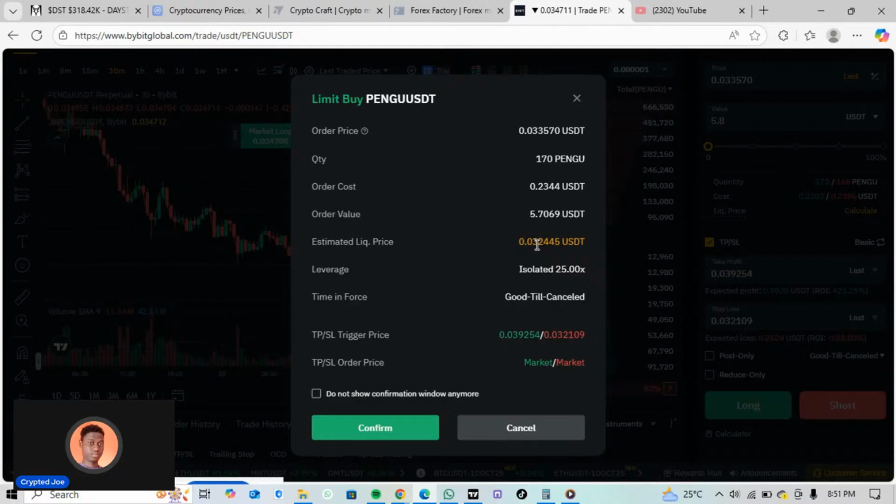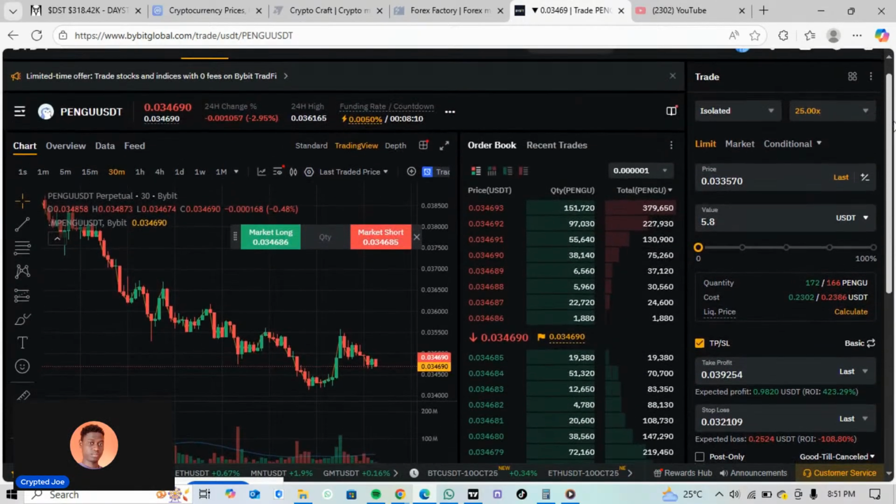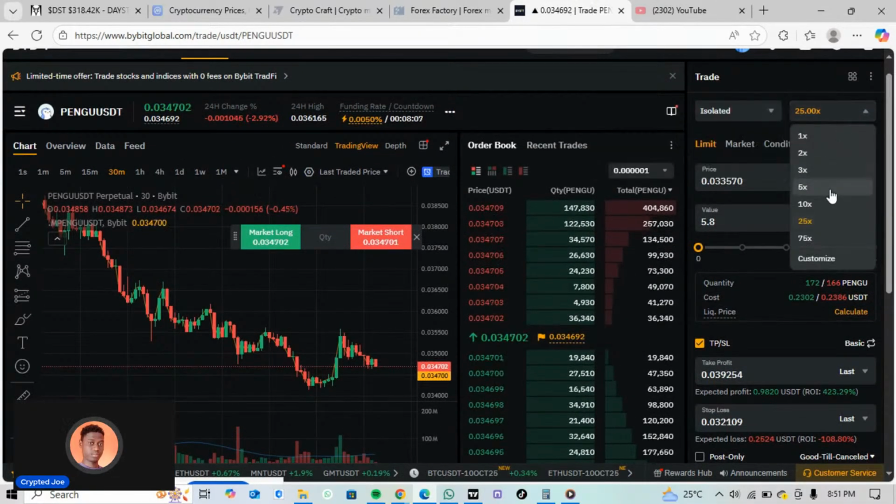So 0.03244.5, is it higher or lesser than 0.0321009? Remember, the rule says in a long trade, SL should be higher than liquidation. Now, if you check very well, this is higher than this, which is not supposed to be so. This one is supposed to be higher than this one. So you go back and reduce your leverage. You understand? You reduce your leverage. Let's say 15x.